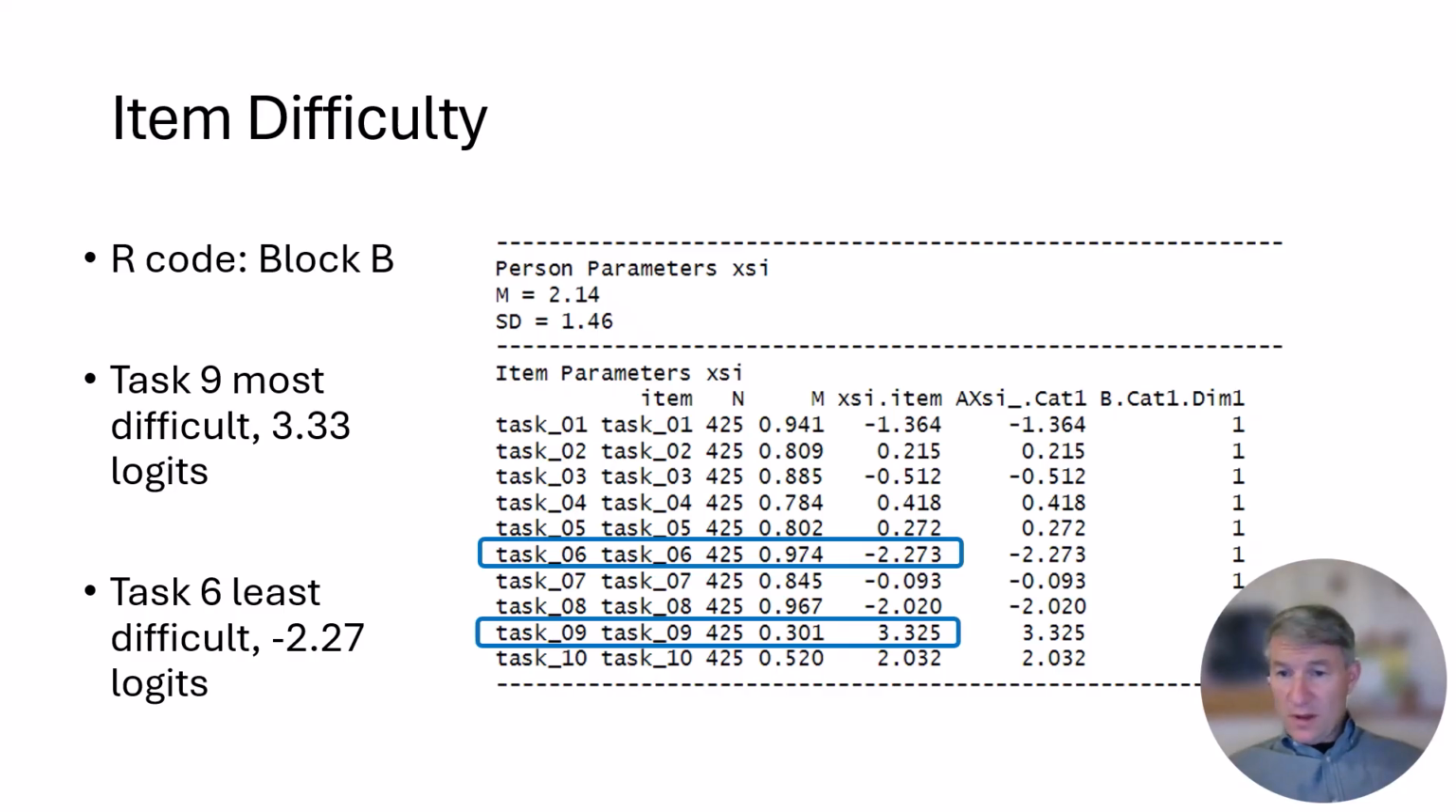You also will notice in the command that runs the Rasch model that there's an argument called constraint equals items, and that is setting the item difficulty average to 0. So although the output doesn't directly give you that average, if you take the average of the difficulties in the xsi.item column, you'll find that that average is either 0 or very close to 0.